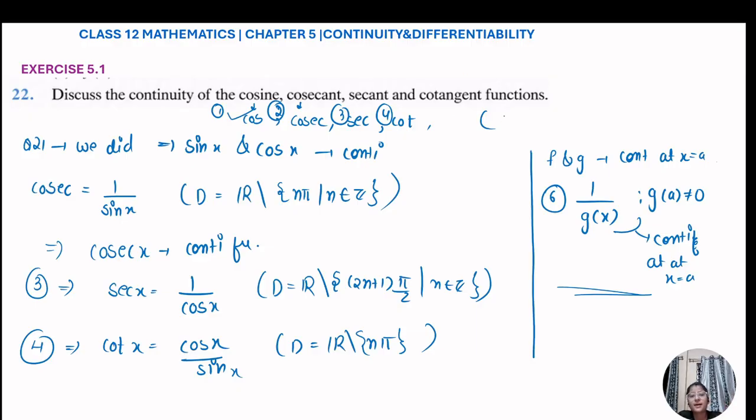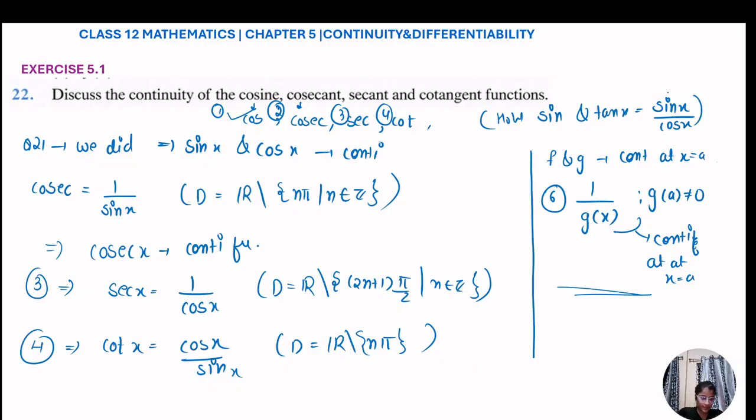Similarly, we have another, we are done with cos. Homework for you will be for sin and tan. We know that tan x is also given by sin x upon cos x. So you can find its domain, and we know that cos and sin are continuous for all reals, so they are also continuous for that particular domain. So tan x is also continuous.